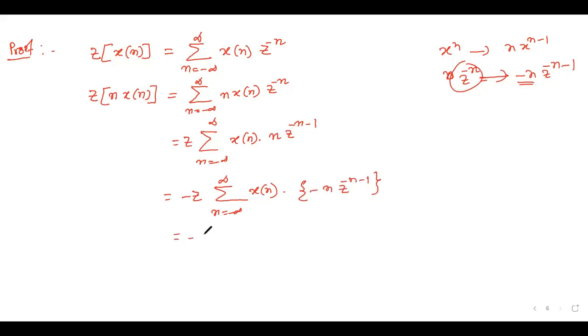This is basically the derivative of z to the power minus n. Now change the operator. We know the sum will not change.